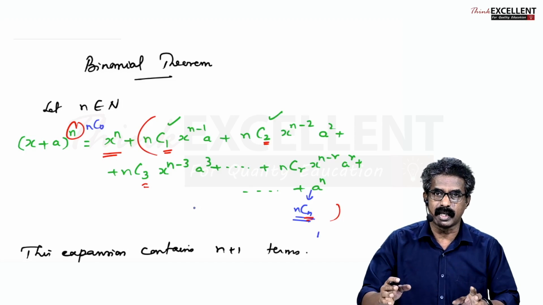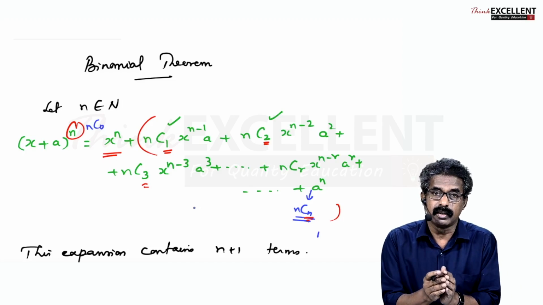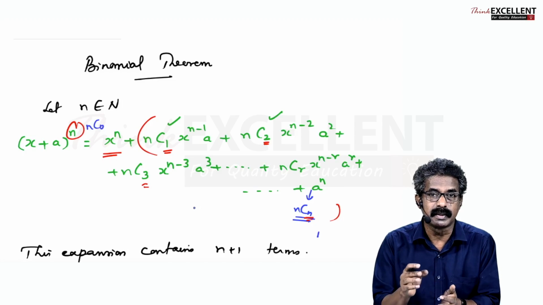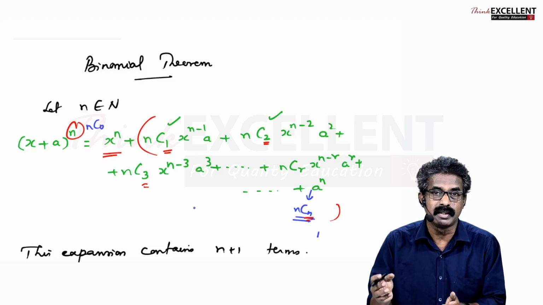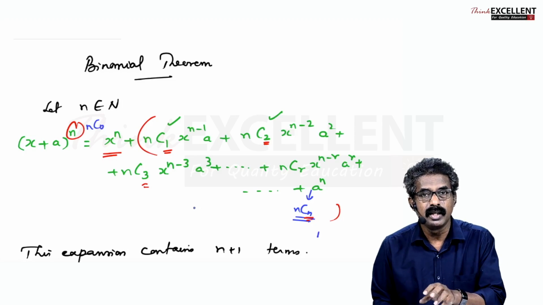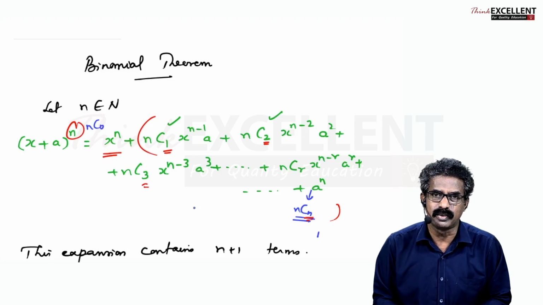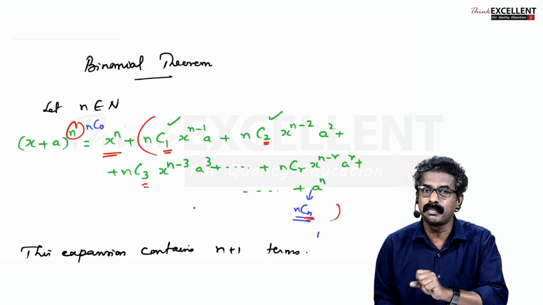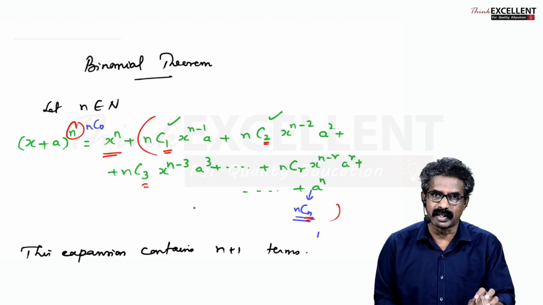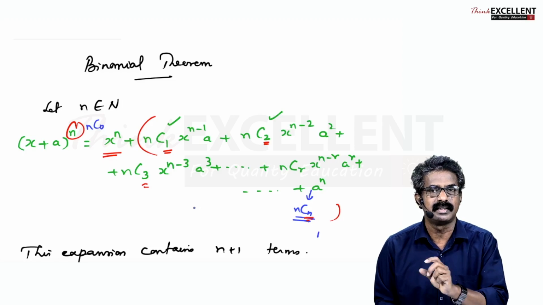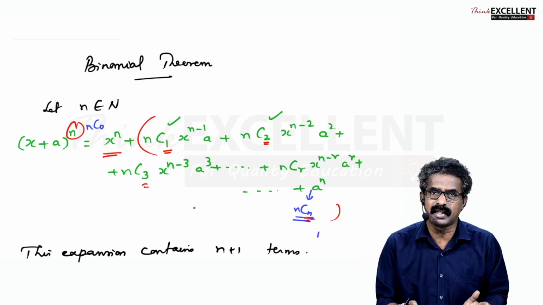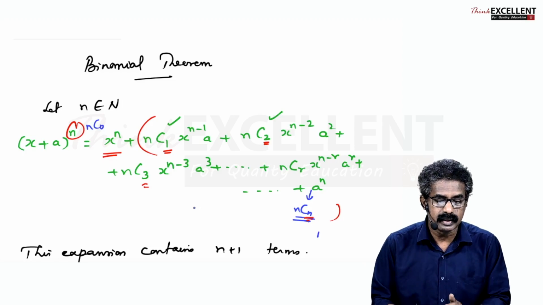Suppose you are writing a quadratic equation. You know the formula, x equal to minus b plus or minus root of b square minus 4ac by 2a. What is b here? Coefficient of x. You cannot simply change as you like, right? Because based on that only we frame the formula. A means coefficient of x square. B is coefficient of x. C is the constant.